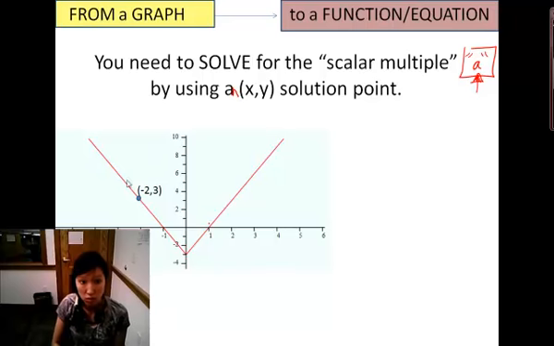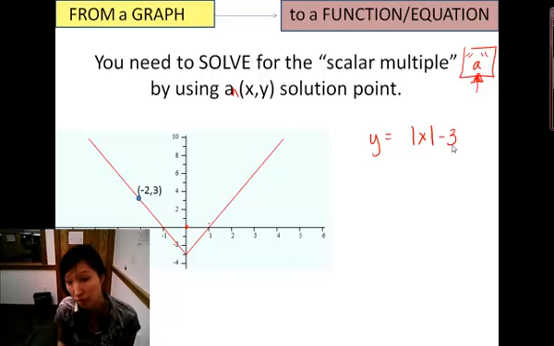What you'll do is recognize what parent function is involved, okay, and then start tagging on all of the different transformations involved. So this one, it's easy enough to see that I went down from the typical origin point, and I went down 3. So I'm not going to directly attach it to the x, it's going to be on the outside of the absolute value bars to keep it away from the x.